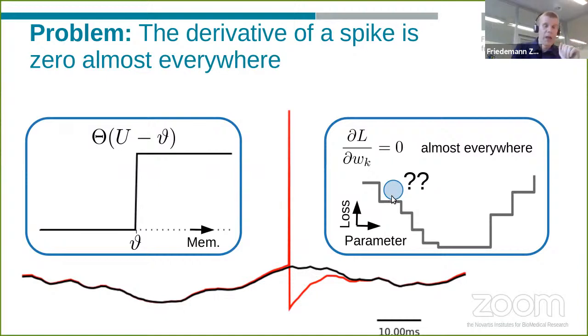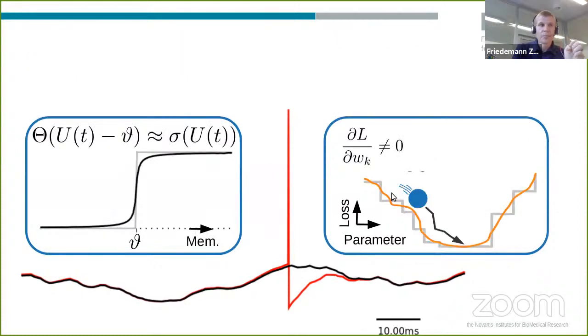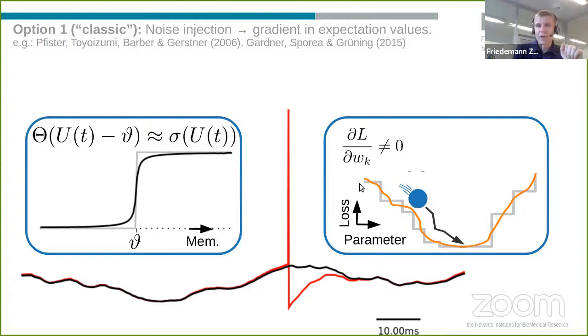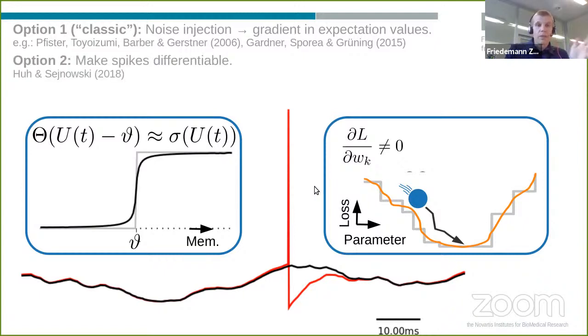So a lot of people have thought about this problem in many contexts in the past. The first option, the classic option, is that you add noise to your network, and then you can often compute gradients and expectation values. It works reasonably well, but it comes with the downside that sometimes you have to add a lot of noise. The noise might multiply over layers, and sometimes it's very difficult to get this to work at larger scale. The other option is that you dispense with the spikes altogether, and you go to a continuously or smoothly differentiable system. So you can make the spikes differentiable, and then you can anneal this over time, and that way you can train a spiking neural network.